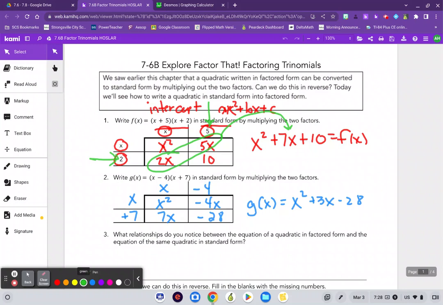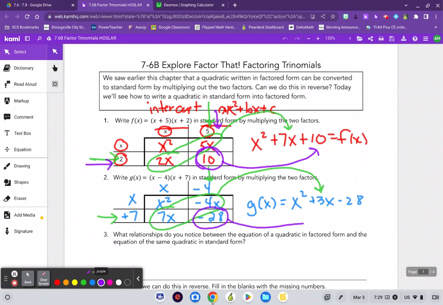Let's see if that's true down here. So the 7x and the minus 4x are what's going to give us the positive 3x. And again, that's coming from the two numbers in my groups. I end up adding those two numbers together once they get multiplied with an x. I'm also noticing that this 10 here, which is my constant, comes from multiplying these two numbers, 5 times 2. And the same thing happens down here. This negative 28 is my constant, and that comes from multiplying the two numbers that are in my groups.